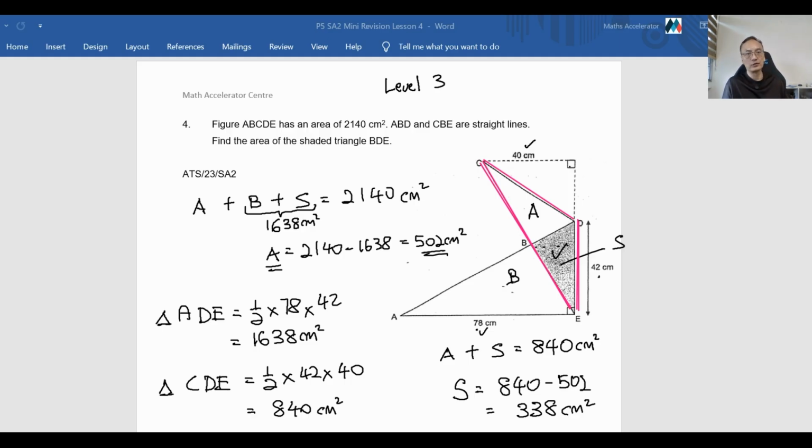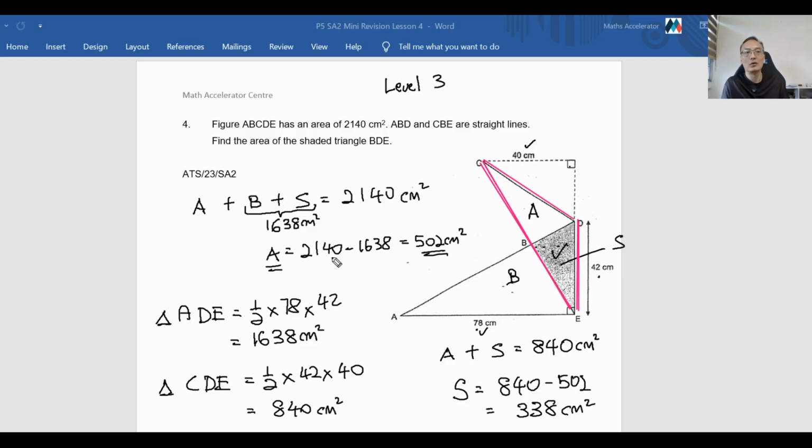Alright, so this is level 3. Level 3 requires students to think out of the box, right? And to find how do we break the figure into separate parts and combine them into smaller parts so that we can find individual areas. So in this case, let's recap what we do. First, we establish that there are 3 parts in this figure that will give us 2140. Part A, Part B, and shaded S.